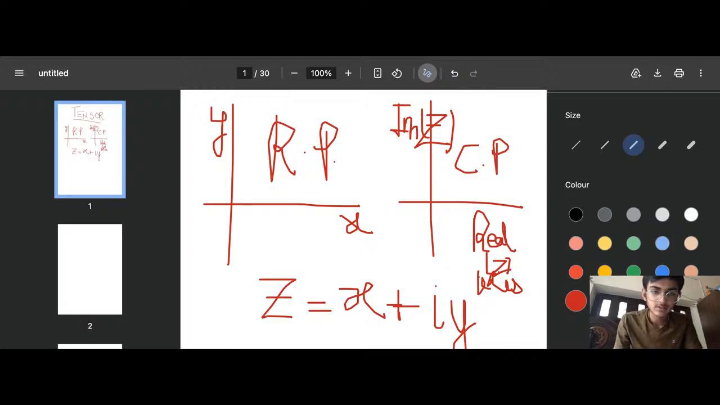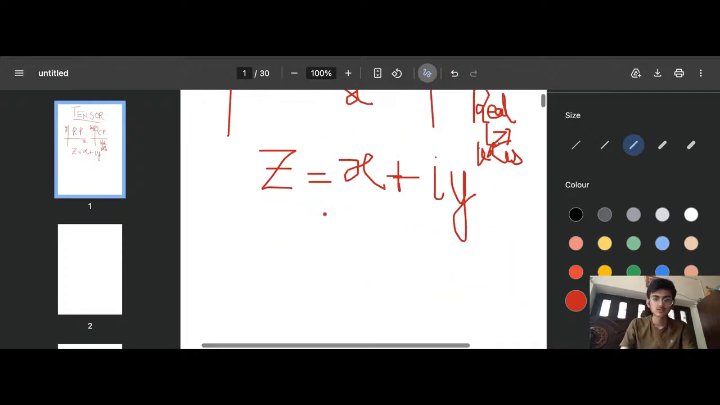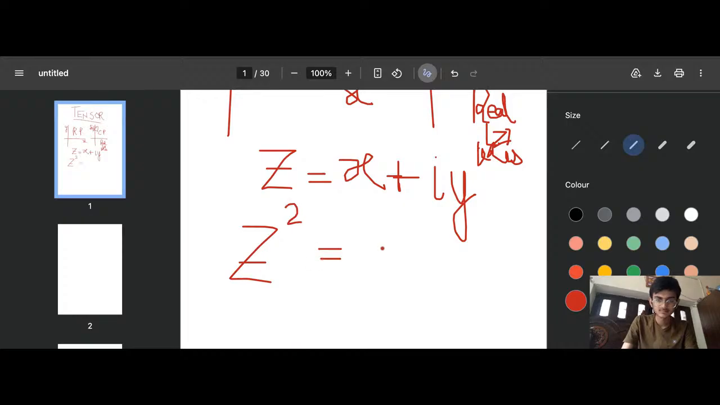So we were discussing the real plane and the complex plane. In the real plane, we have the xy coordinate system. In this complex plane system, we have the imaginary axis and the real axis. If you just square this z, what you'll get is z square as (x plus iy) whole square.